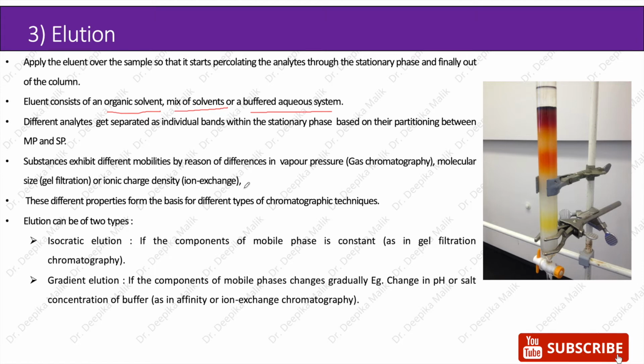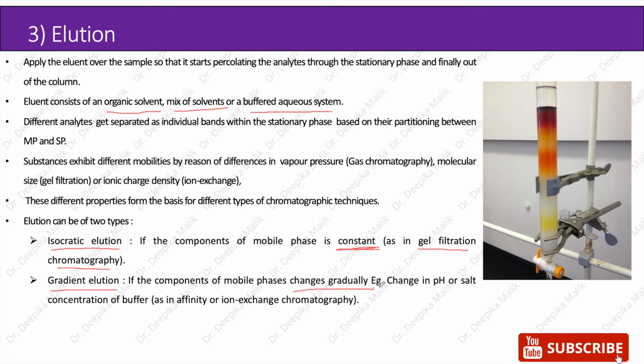Elution can be of two types: isocratic elution or gradient elution. In isocratic elution, the components of the mobile phase are constant, as in gel filtration chromatography. That is, the mobile phase which is used for elution is the same throughout the process. In gradient elution, the components of the mobile phase change gradually.